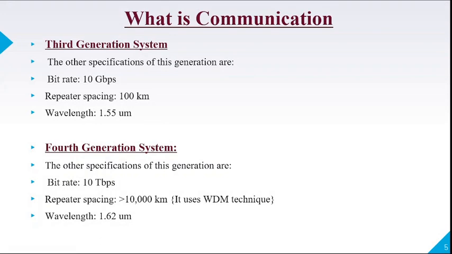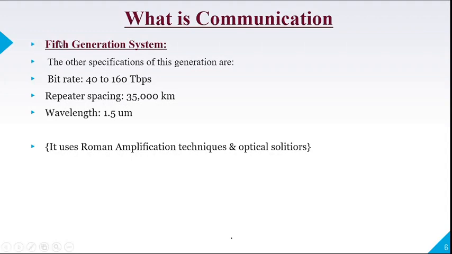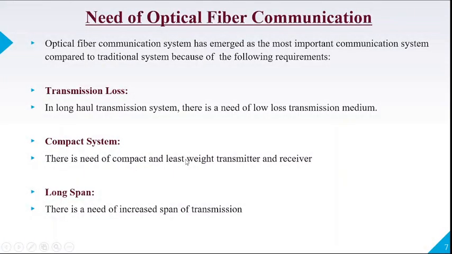Now we have seen the first, second, third and fourth generation. Let us talk about the fifth generation system. In the fifth generation system, the bit rate is 40 to 160 terabit per second, and the repeater spacing is 35,000 kilometer. It is very high compared to the previous generation systems, and the wavelength is 1.5 micrometer. Now in the fifth generation system, Raman amplification techniques are used.